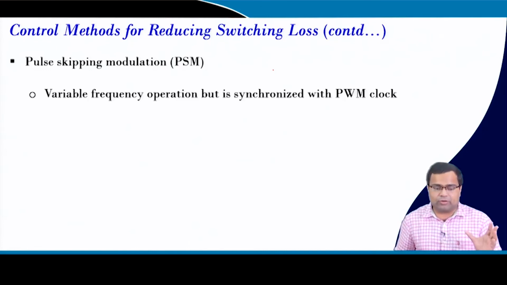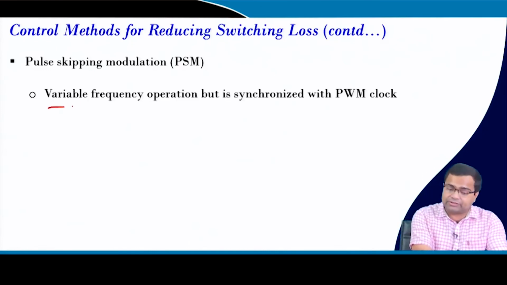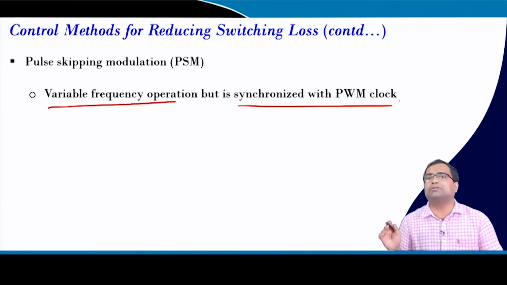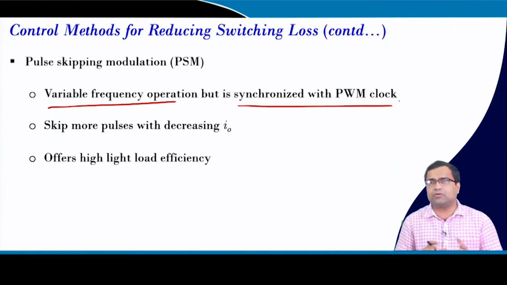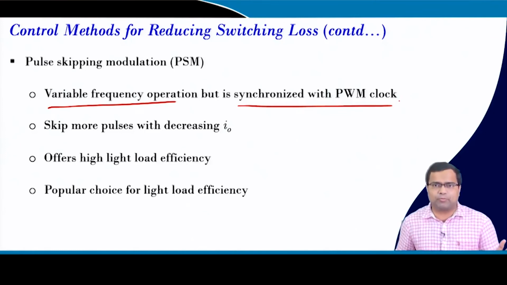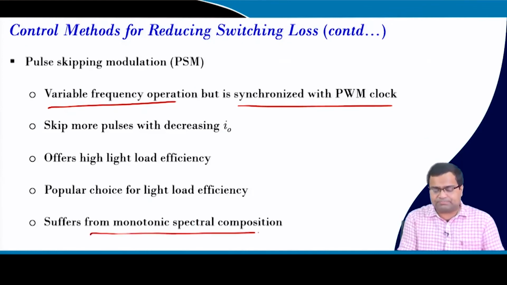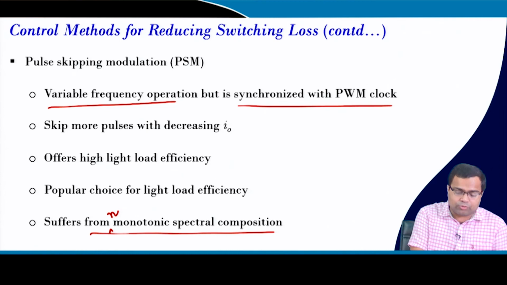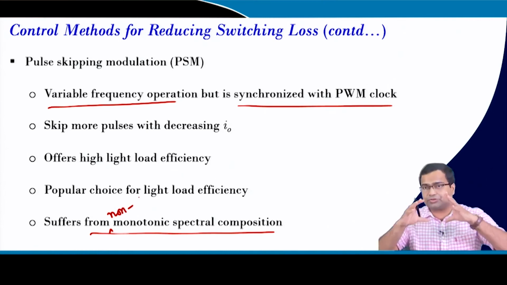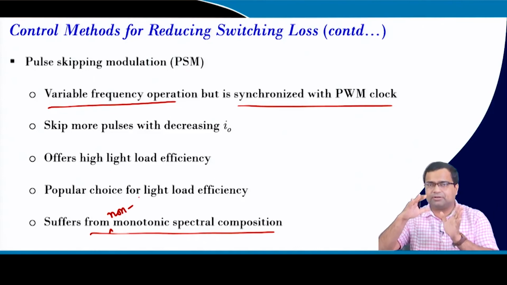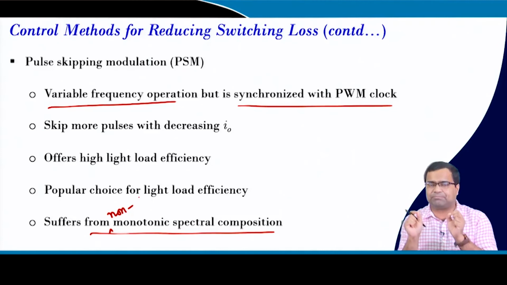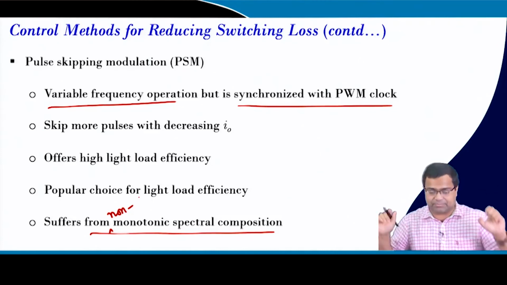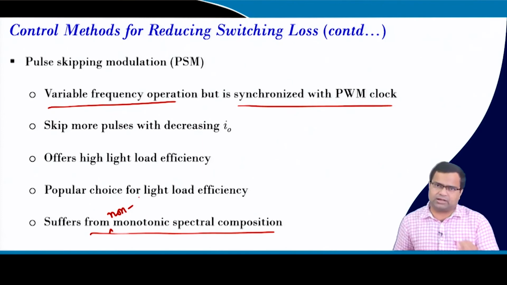Then pulse skipping modulation. It is a variable frequency operation, but it is in synchronism with the PWM clock that we have discussed. Skip pulses increase when the load current decreases, and it offers high light load efficiency. It is also a very popular choice, but it suffers from non-monotonic spectral composition, because we saw that the periodic behavior was not repeating, because of the extra charge and skip pulses after a subsequent number of charge and skip pulses. But that can be addressed, there are methods proposed. So this technique is also very popular.